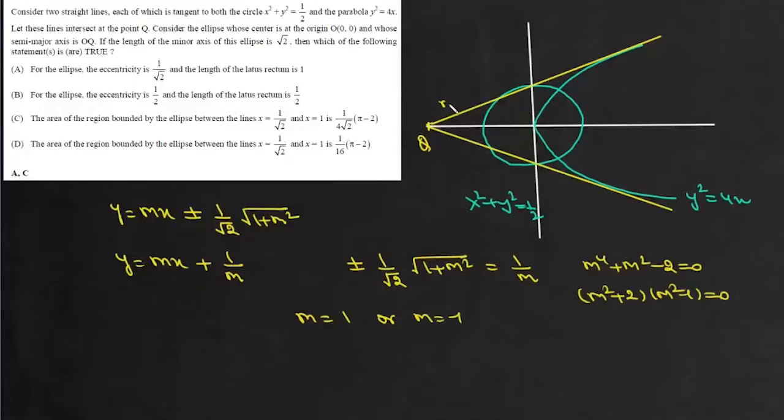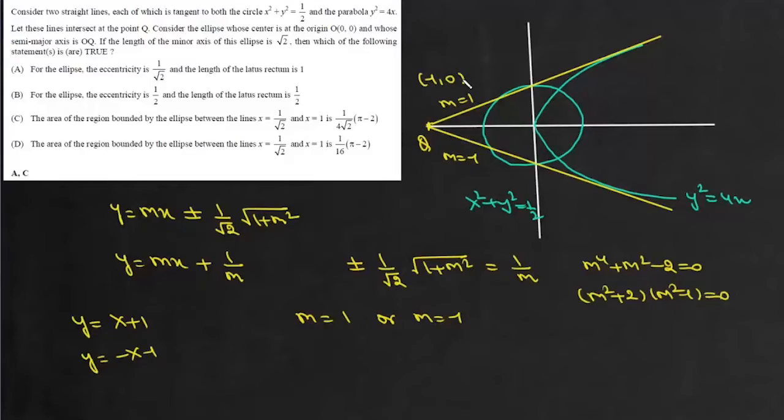So we have two lines. One of the slope is 1 and the other slope is minus 1. Now we put m as 1, we'll get equation of tangent as y equals x plus 1, and the equation of other tangent is y equals minus x minus 1. Now they'll intersect at minus 1 comma 0. So coordinate of this point Q is minus 1 comma 0.